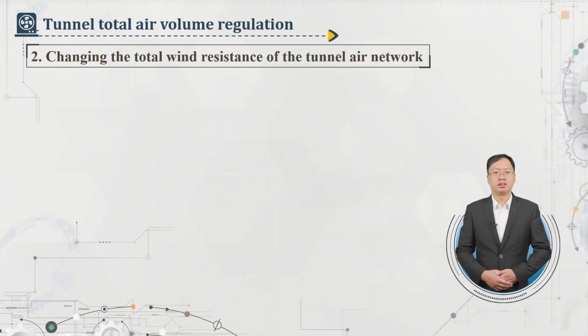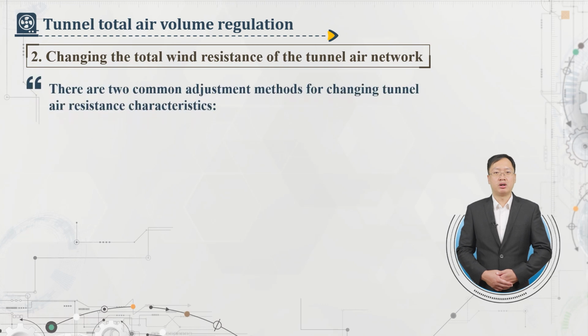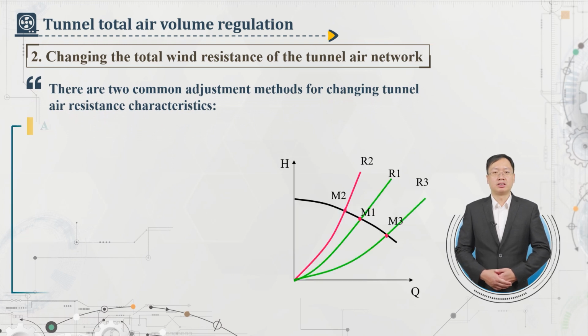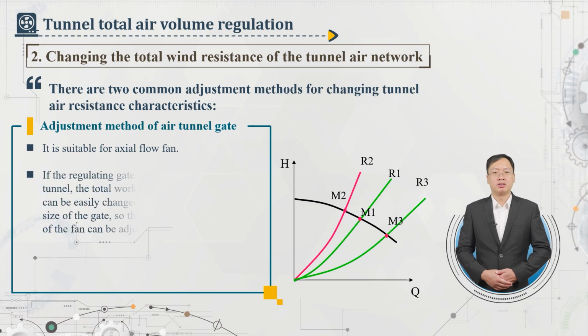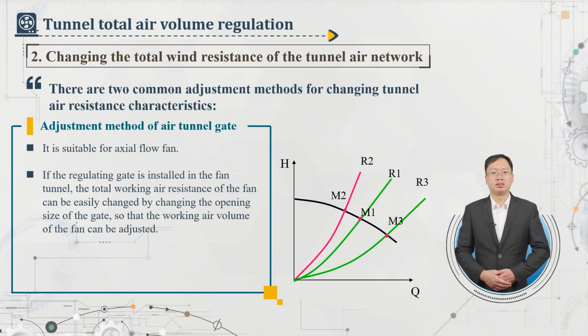Changing the total wind resistance of the tunnel air network. There are two common adjustment methods for changing tunnel air resistance characteristics. 1. Adjustment method of air tunnel gate. It is suitable for axial flow fans. If the adjusting gate is installed in the fan tunnel, the total working air resistance of the fan can be easily changed by changing the opening size of the gate, so that the working air volume of the fan can be adjusted.